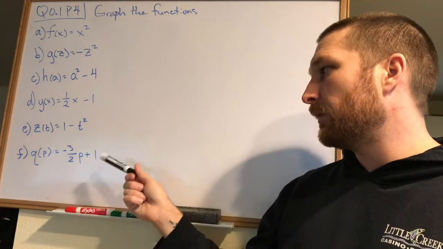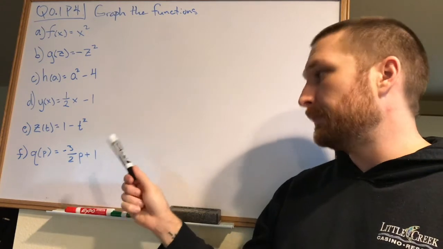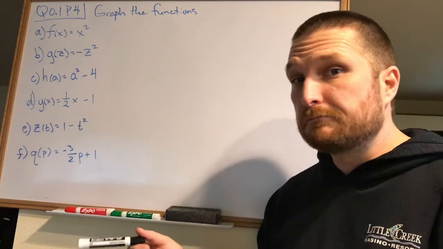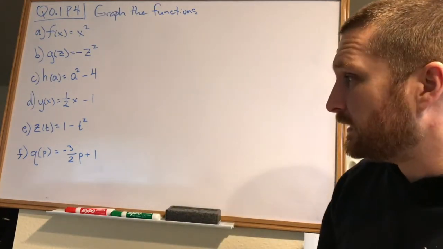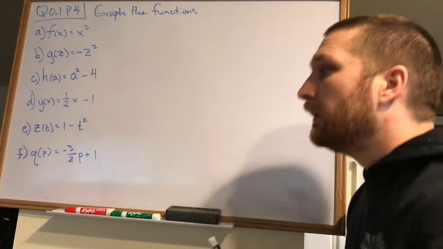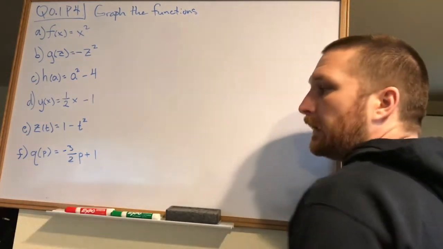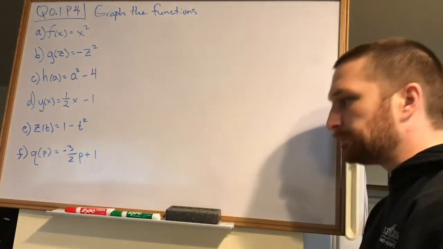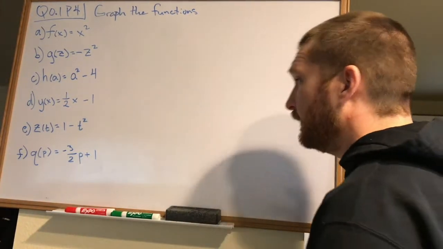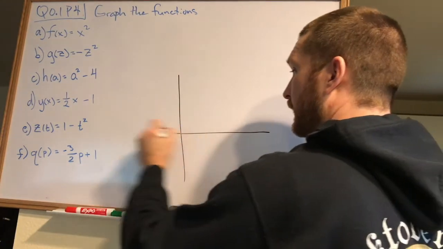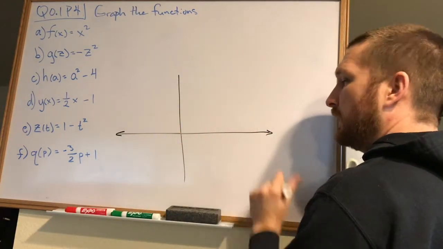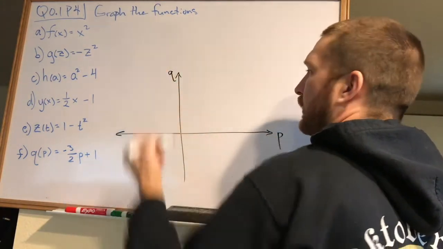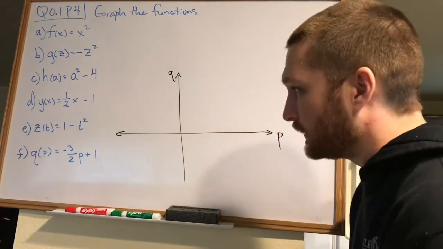Okay, part F. Q of P is equal to negative 3 halves P plus 1. This is just a line. There's no difference between this and anything else other than, instead of calling this X, we're calling it P. The output, instead of being Y or whatever, we're calling it Q. Okay, no problem there. We're going to go ahead and get this started. Input values are P, that means we're on the P axis. Output values are Q. We could call it Q, we call it Y. Don't really care.